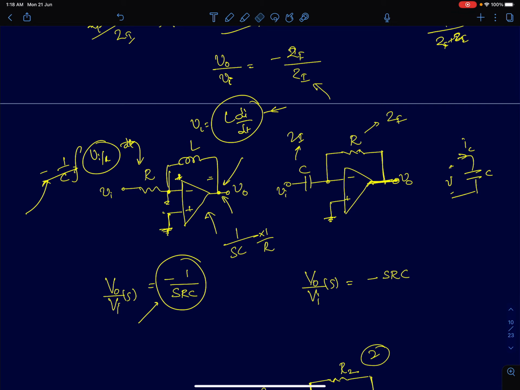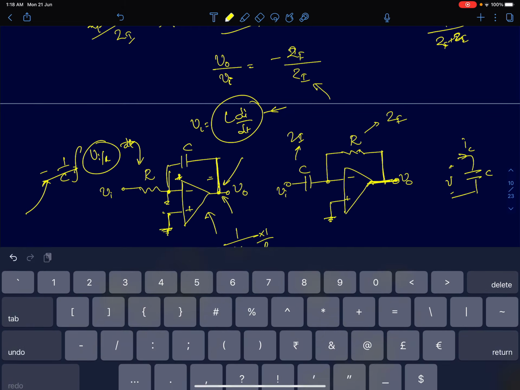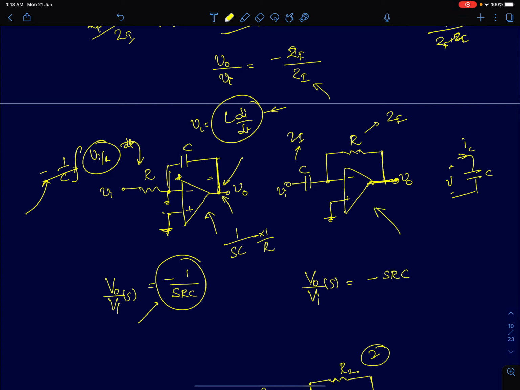But generally, we don't use inductors. We try to avoid them where possible. Generally, they are bulky, so we try to avoid them. So if you can build a differentiator using a capacitor itself, it will be much simpler. So that's what is shown in the second circuit here.